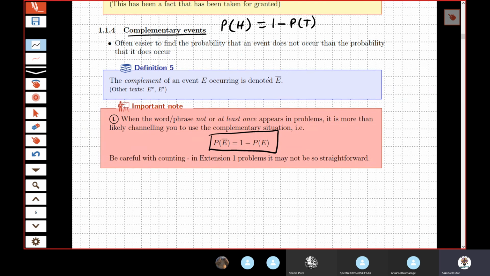And the clue is, when the word or phrase "not" or "at least once" appears in questions or problems, it's more likely trying to tell you to use complementary situations. So the note you want to take is, if I ever see the word "not" or "at least once", your brain's got to direct you straight to complementary events.